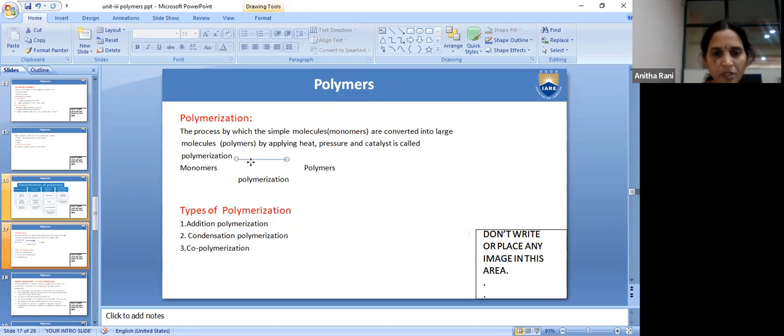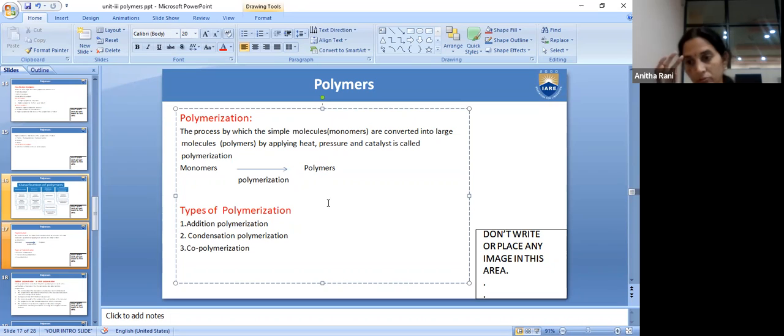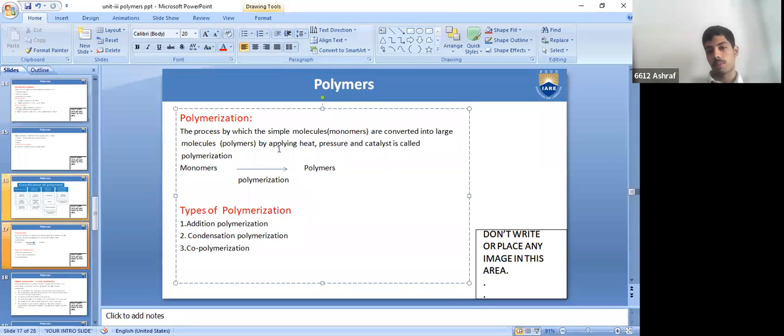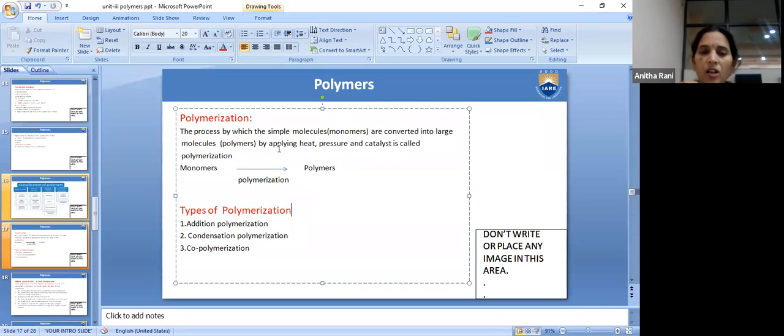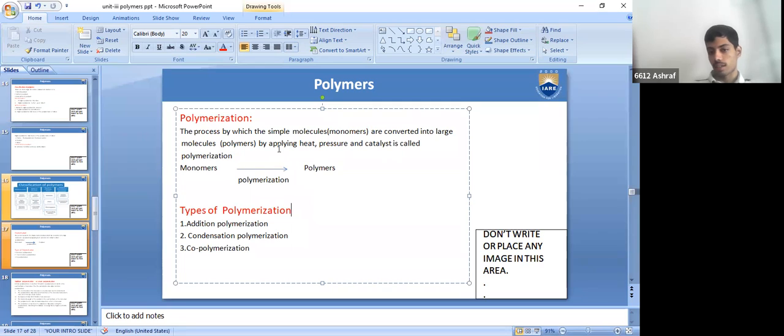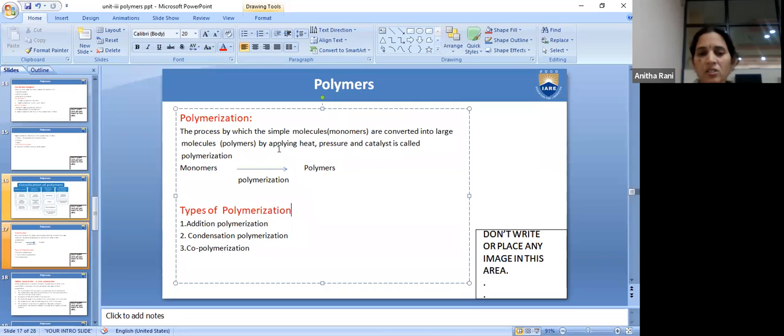Tell me, students, what is polymerization? It is the process by which simple molecules are converted into large molecules by applying heat, pressure and catalyst. So we are preparing polymers from monomers by the polymerization process, that is, by applying heat, pressure and catalyst. This process is known as polymerization.